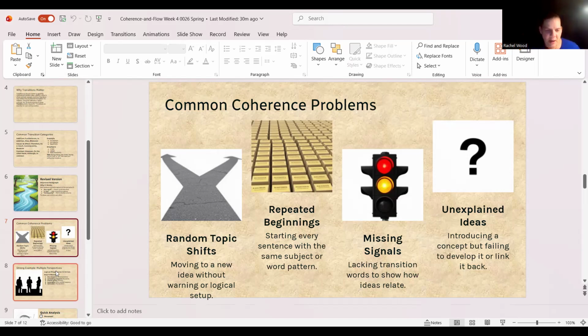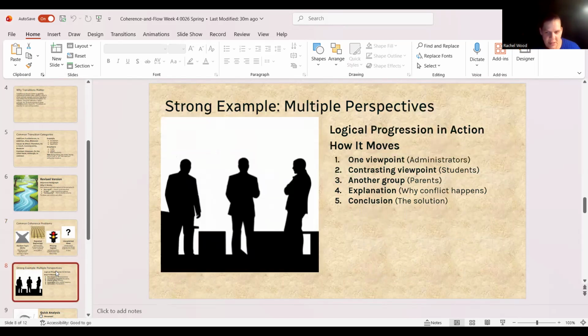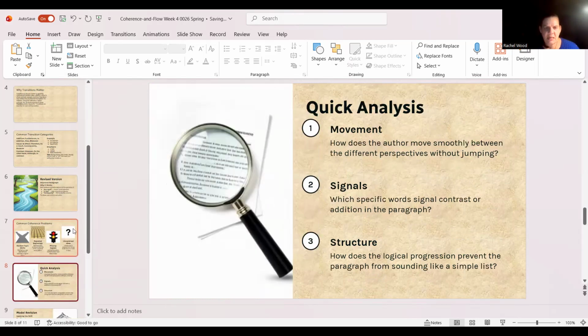So I am going to change slides really quickly here. And actually, I'm going to delete this slide. And I'm going to show you, when you're looking at a strong example or a weak example, a way that you can look at it and analyze your writing. This is when you read it out loud, when you print it out, when you look at it on the screen. You want to ask yourselves some questions.